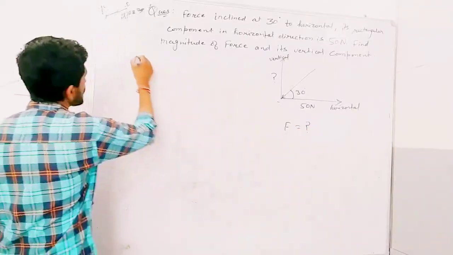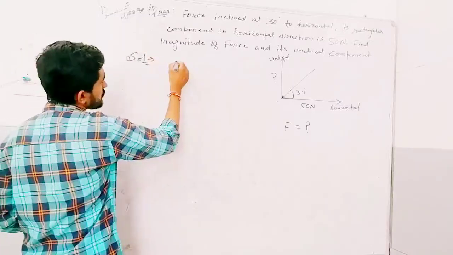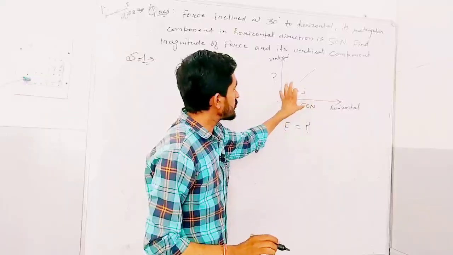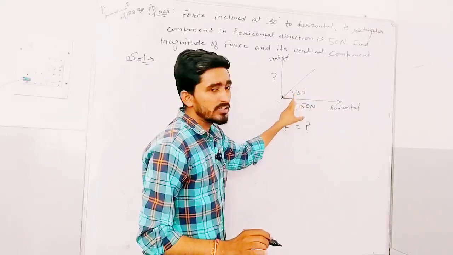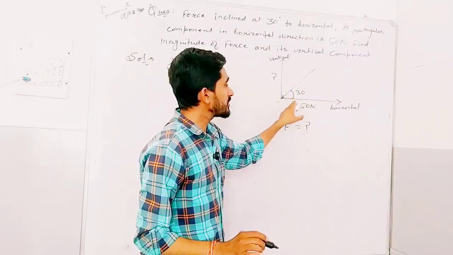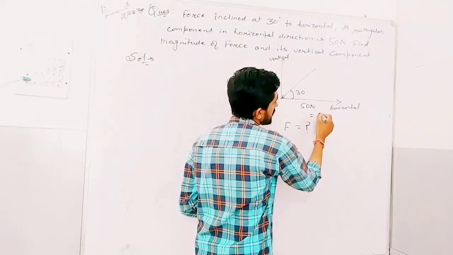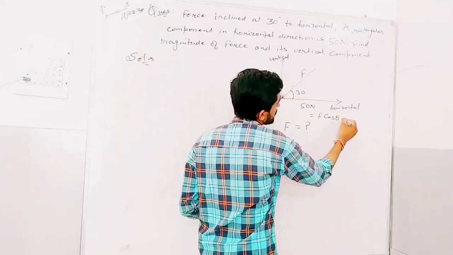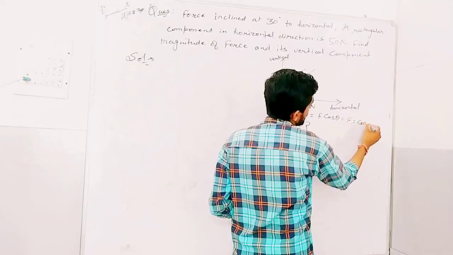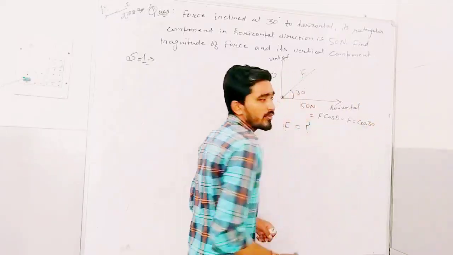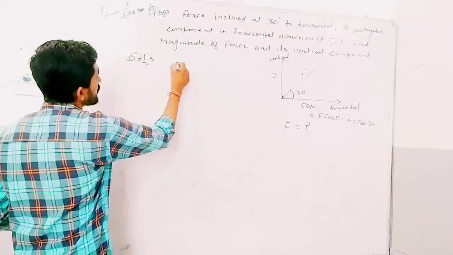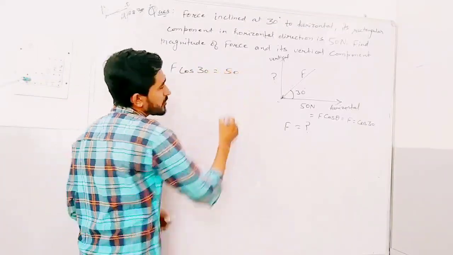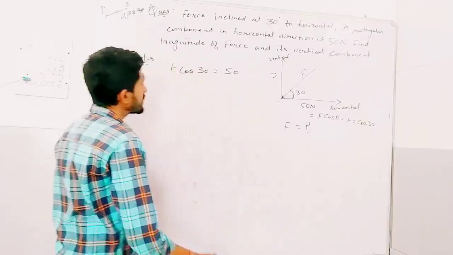So in this question, you know resolution of vector. Resolution of vector says with the theta we get the cos component. This is f. This becomes f cos theta. This becomes f cos 30. So f cos 30 is given as 50 Newton.